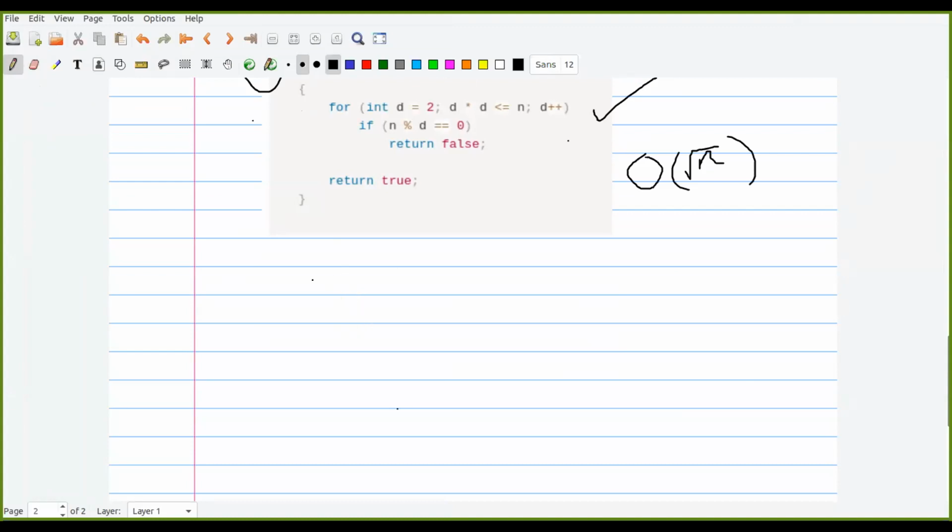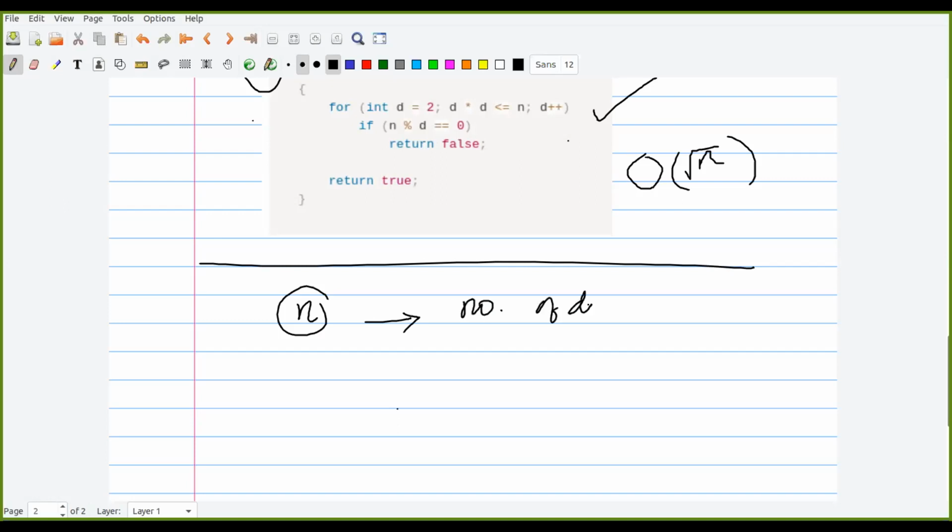So suppose you have a number. Suppose you have a number n. Cool. What I now want you guys to do is find out how to check for divisors of n. Like I want to know how many divisors this number n has.